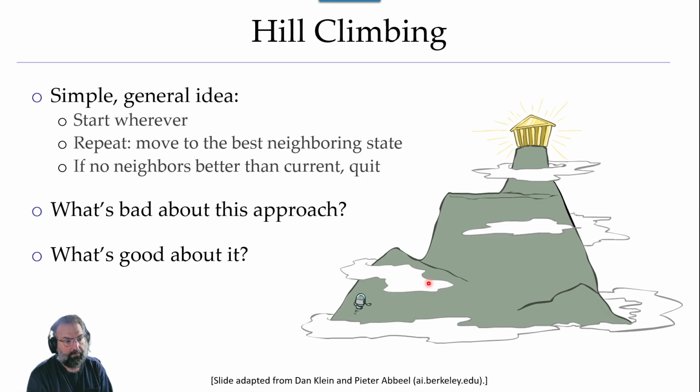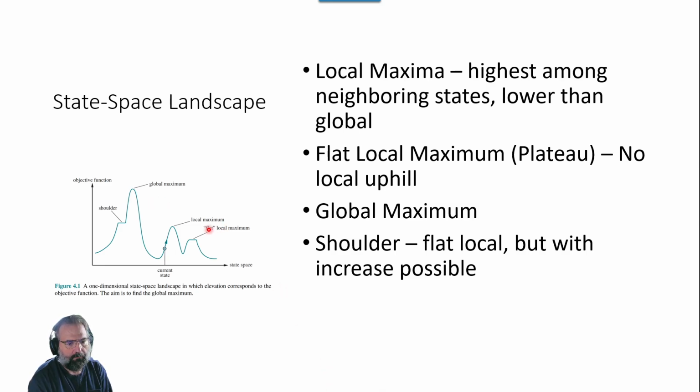The idea of hill climbing is a simple, general idea. You start in some location, maybe down here or over here, and you start going in a way that keeps doing better. Repeat: move to the best neighboring state. If no neighbors are better than the current one, then you're done. So what's bad about it, and what's good? What's bad is you may find yourself in a local maximum, a flat maximum, or a shoulder. A shoulder looks a good bit like a flat maximum, but if you keep going long enough, it'll go back up.